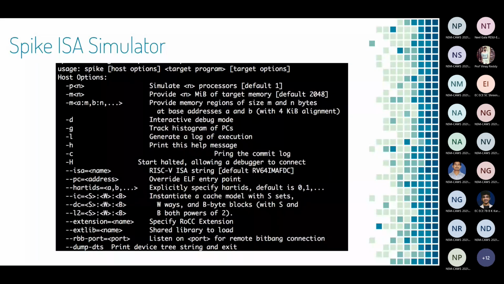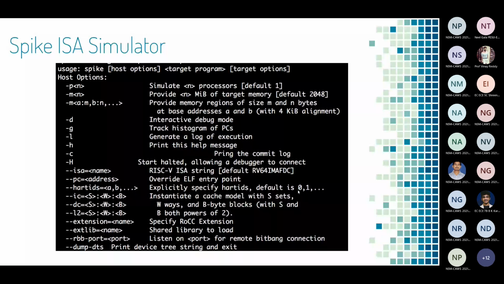Then you have -H, which says start Spike as halted and allow a debugger to connect. I haven't spoken about the debugger a lot in this particular session, but if you look at the Spike repo itself, they have a section which says how to connect OpenOCD and GDB to Spike. So you have to use GDB via OpenOCD to connect to Spike, and then you can use all GDB commands and direct Spike to execute programs appropriately, right? The documentation is out there. In the interest of time, I'm not going to delve deep into it over here.